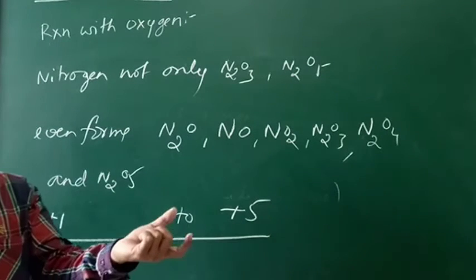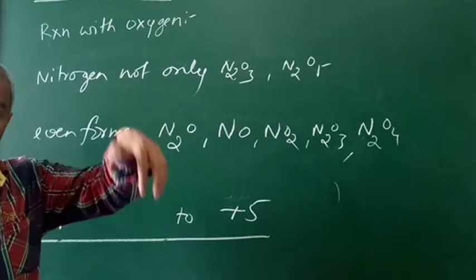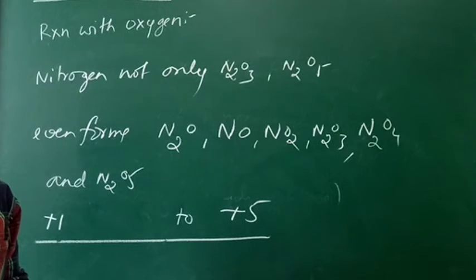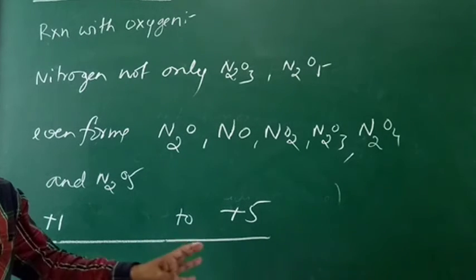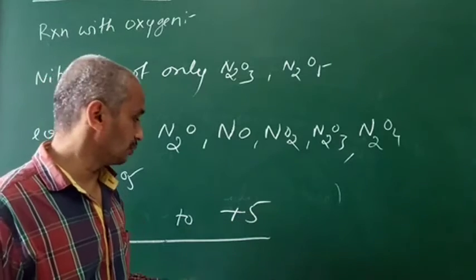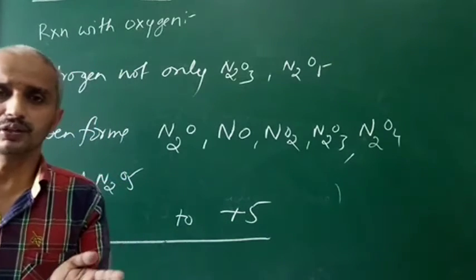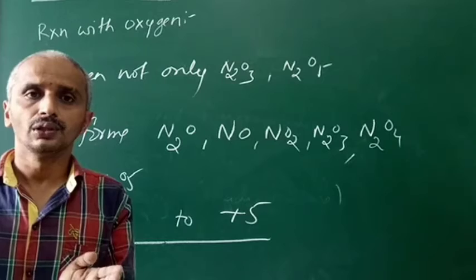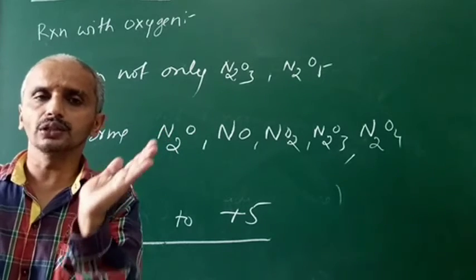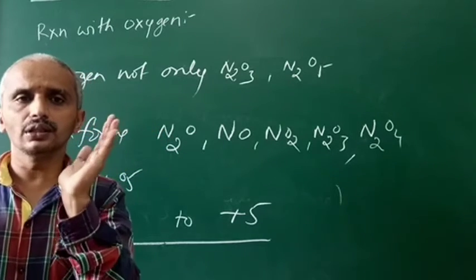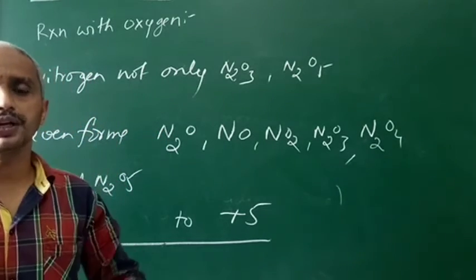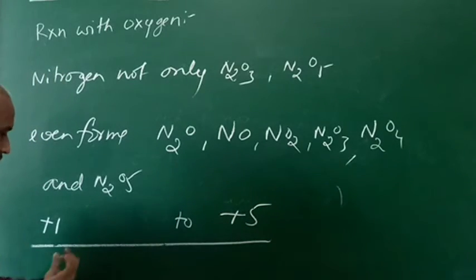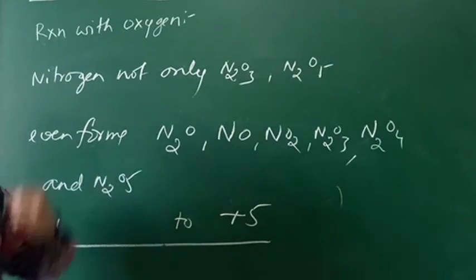This thing is not there for all the members. Remember this. Means bismuth etc. will not form these things because there is the inert pair effect also. The 2 electrons in the ns will be a mere spectator. That effect also will be there, so they will not show up to the +5 state etc. But nitrogen can show all this for the oxides.